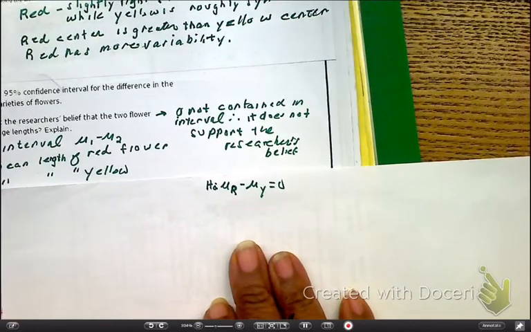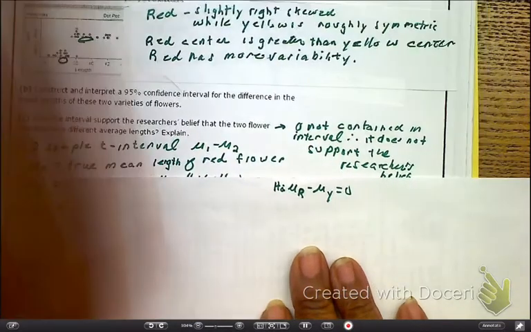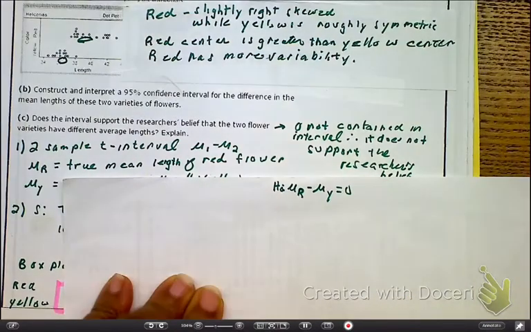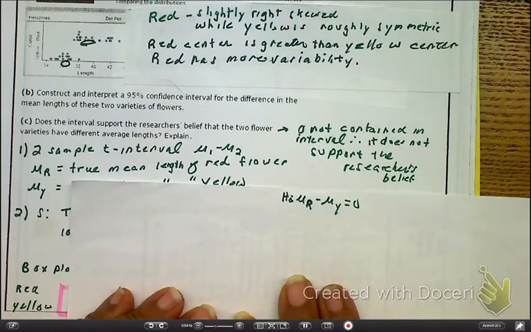So I will see you guys tomorrow. You're going to show me tomorrow how this stuff looks in the calculator, and let's see how the degrees of freedom pop up.